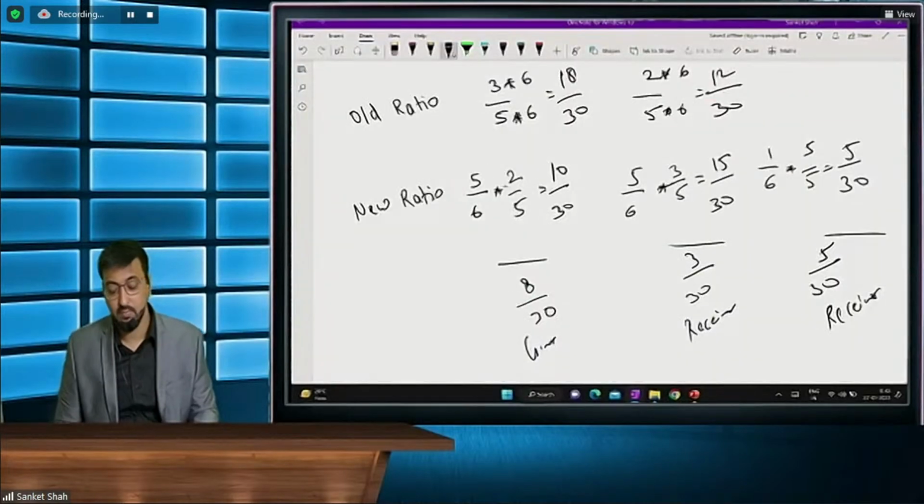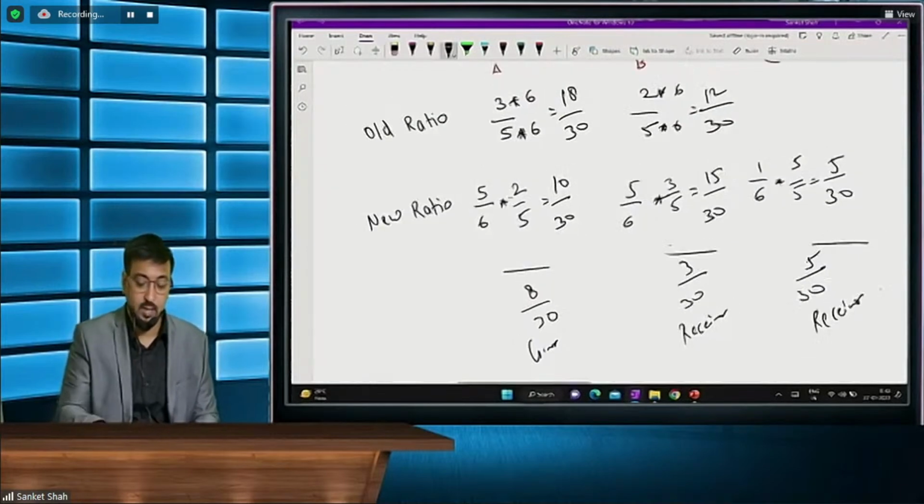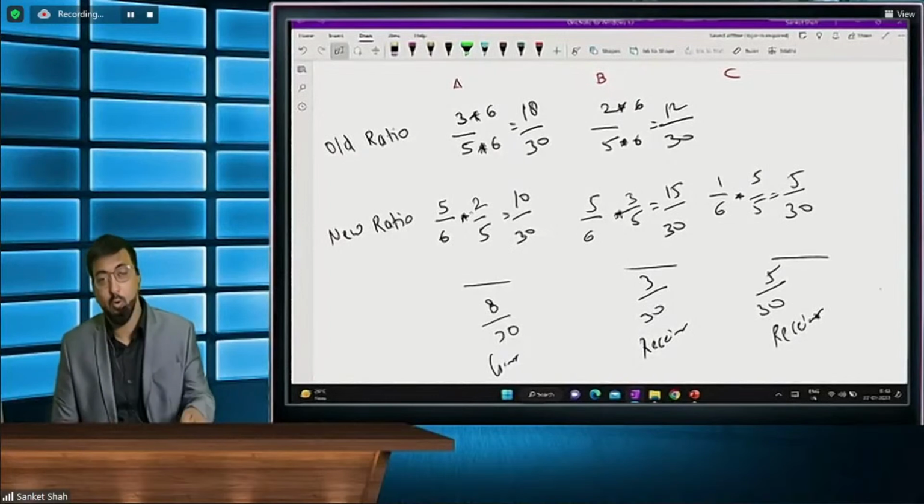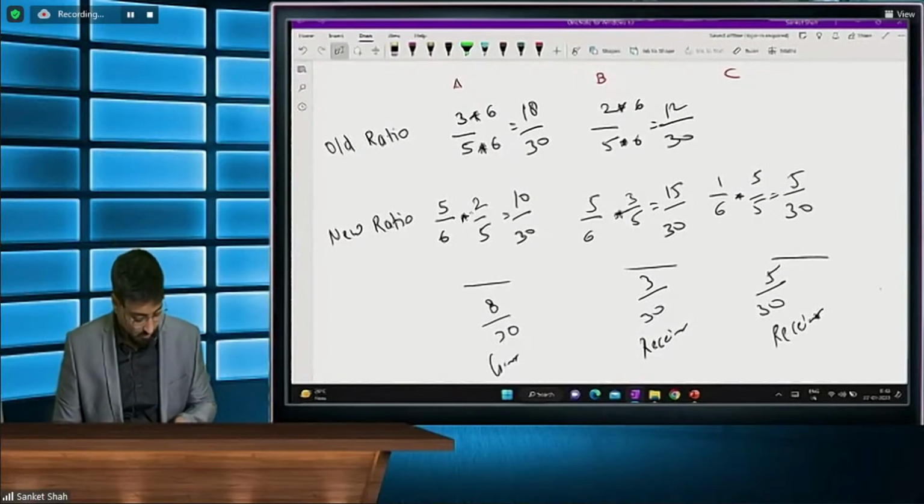Write it down. Yes, write it. So we will move to the next ratio. Yes, beta, B is also a giver.